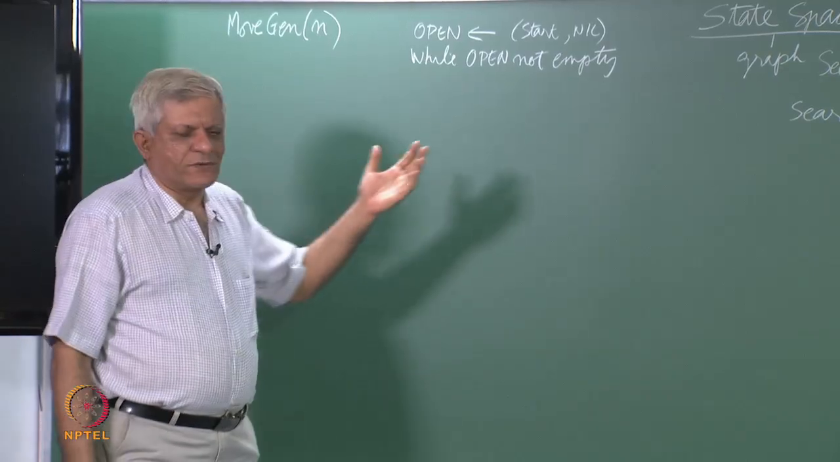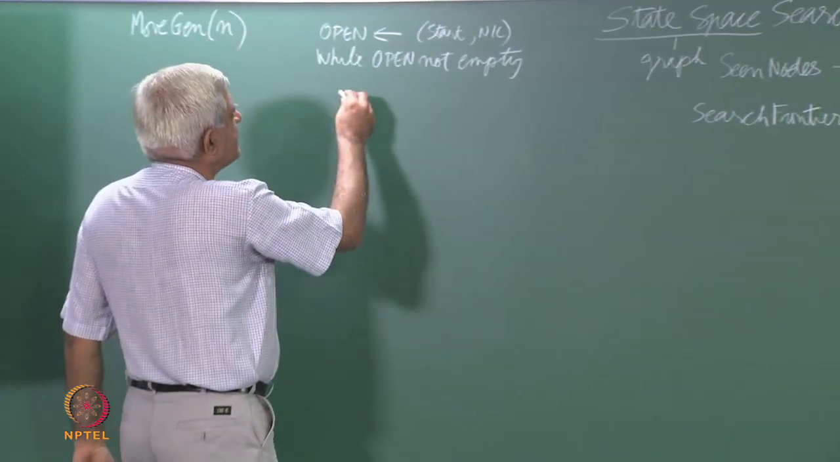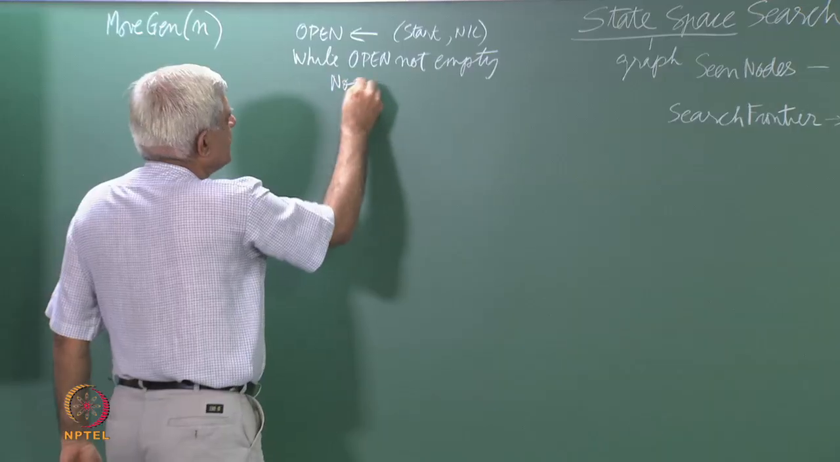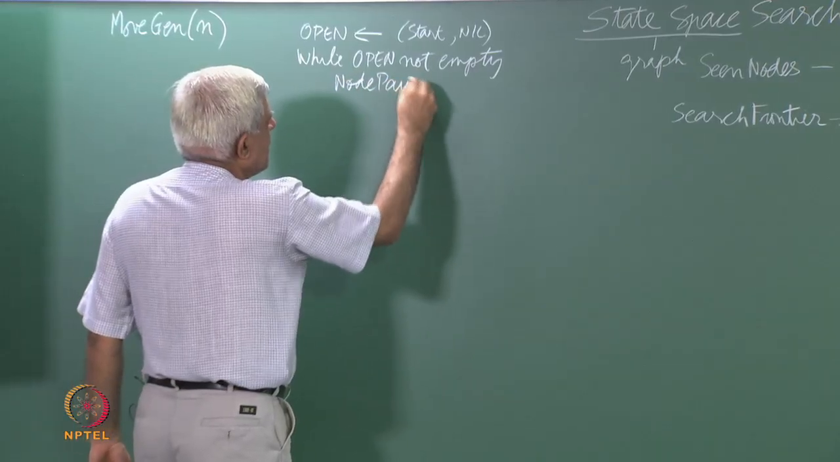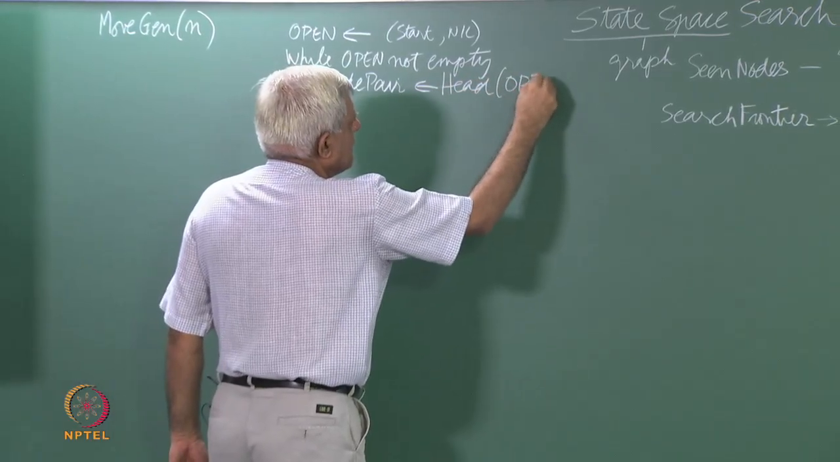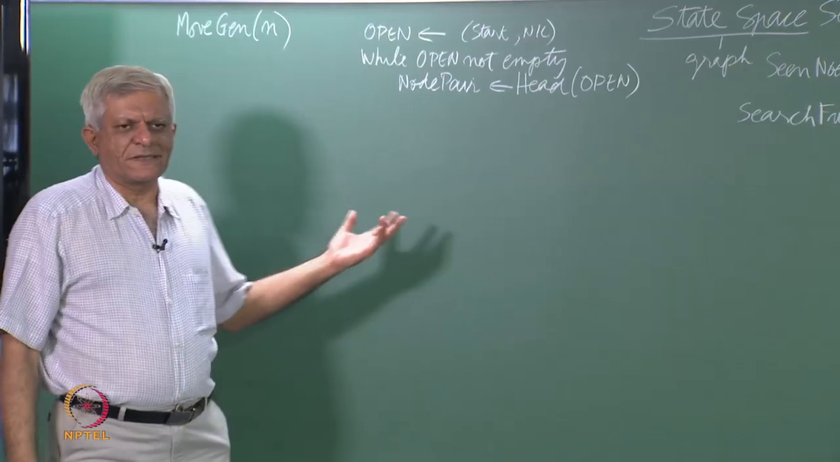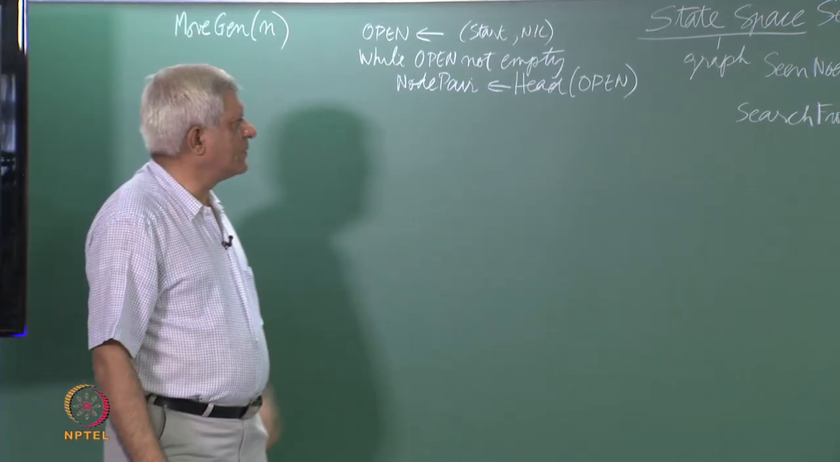So, if open is empty, then you return failure. That will happen at the end, we will not write it here. Otherwise, we get node pair as head of open. I will not write the details. We did a little bit in the last class, and otherwise you can look up the book.